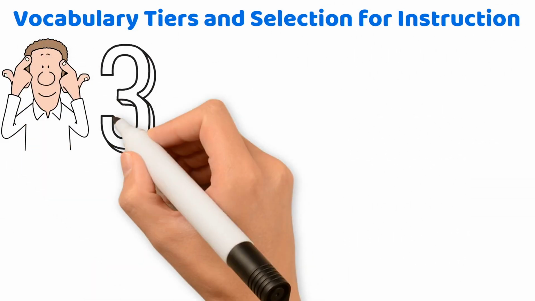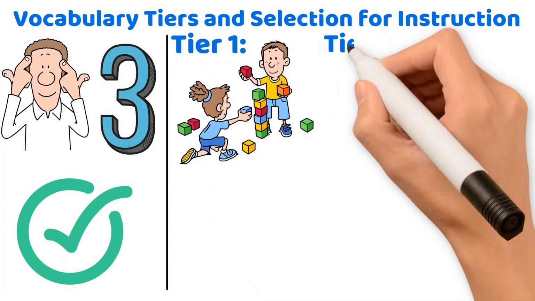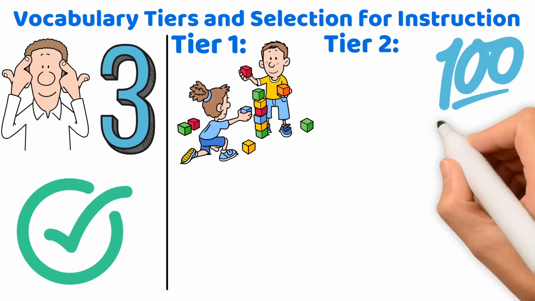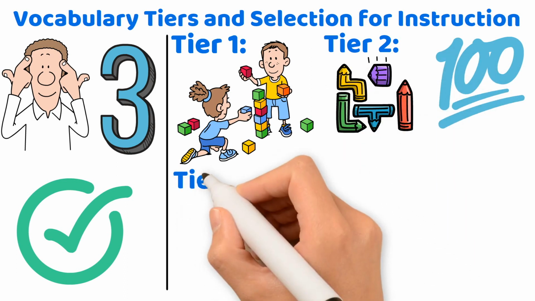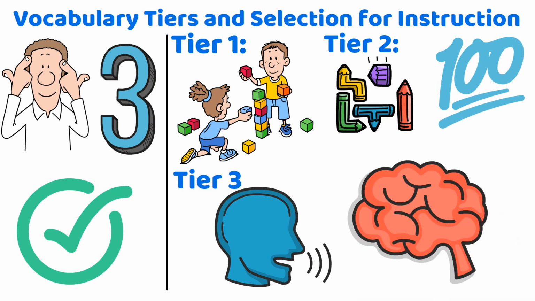Understanding the 3 tiers of vocabulary is essential. Tier 1, basic words that most children know. Tier 2, high utility and academic vocabulary that is more complex. Tier 3, domain-specific words, often necessary for understanding specific content.